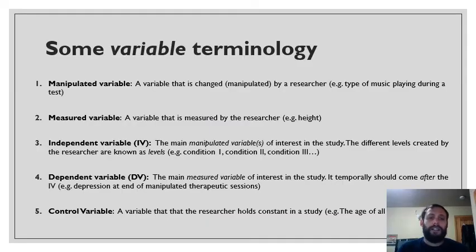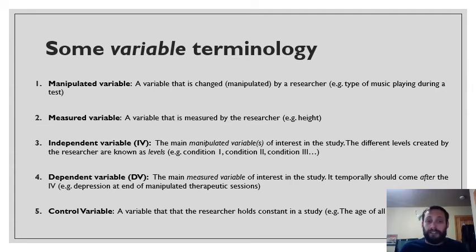I'd first like to start this lecture by talking about some terminology that we'll be using time and time again. I think the majority of these you've actually seen before, but it's good that we re-emphasize them throughout this lecture. The first one is a manipulated variable. A manipulated variable is a variable that is actually changed by the researcher. So this is something like the type of music played during a test. Will one condition experience metal music? Will the other one experience classical music? Or will there be one condition that experiences no music at all?